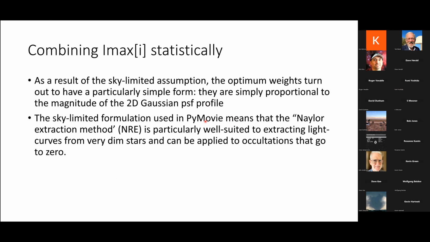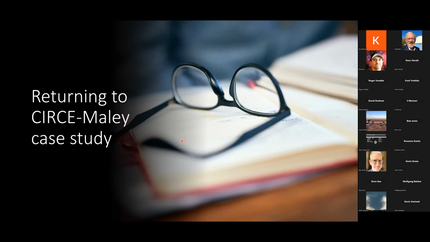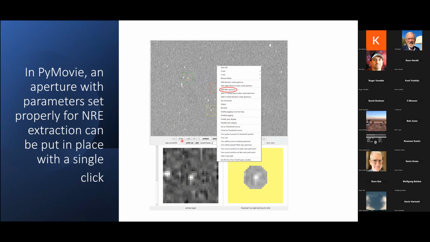And this sky-limited formulation also means that it's particularly good for dim stars, and it can be applied to occultations that go clear to zero. Okay. Returning to our case study.